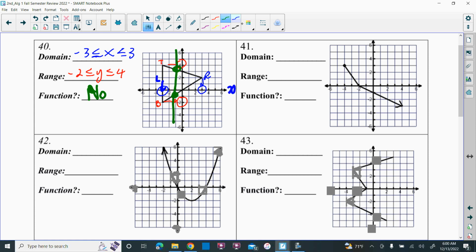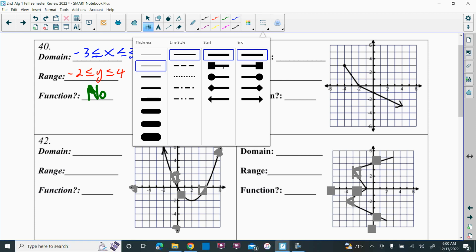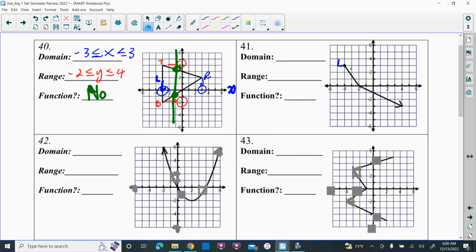On 41 here, if I'm going to do the domain, our x values, I go far left, there it is, it's closed, but I have to look on the x-axis, that's at a -4. When I go all the way to the right of the graph, this has an arrow, okay? That arrow tells me it keeps going, so this will be showing infinity, because I have to look at the actual x-axis.